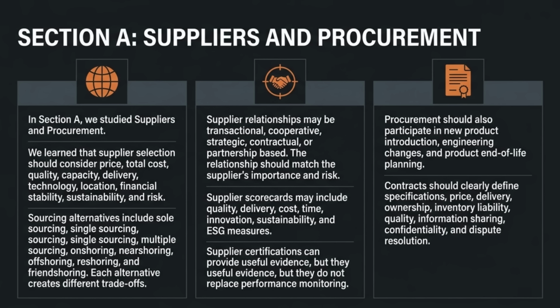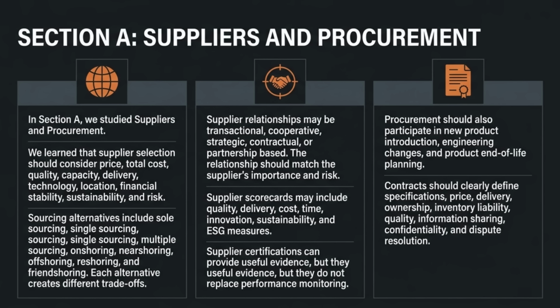Supplier relationships may be transactional, cooperative, strategic, contractual, or partnership-based. The relationship should match the supplier's importance and risk. Supplier scorecards may include quality, delivery, cost, time, innovation, sustainability, and ESG measures. Supplier certifications can provide useful evidence, but they do not replace performance monitoring.